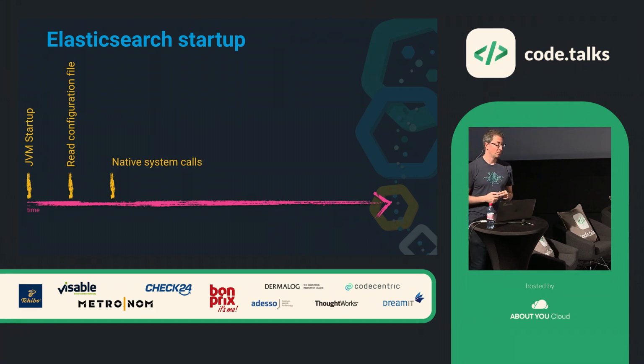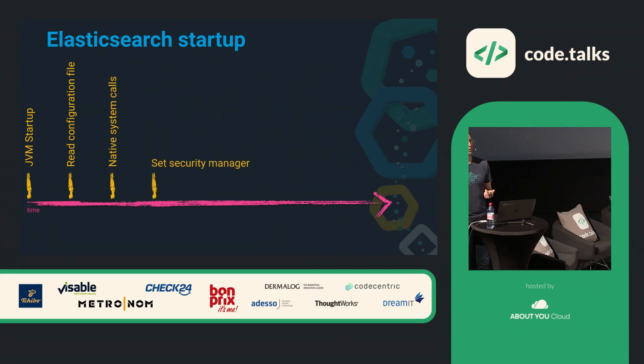The next thing we do is a couple of native system calls. One of them is memory locking, for example. The other one is Seccomp, which I'm going to talk about in a second. And only then we set the security manager, because the first two things here, especially the native system calls, require sort of elevated permissions, right? You don't want to allow system calls or native calls after a point in time, but in order to set everything up properly, we have to do this.